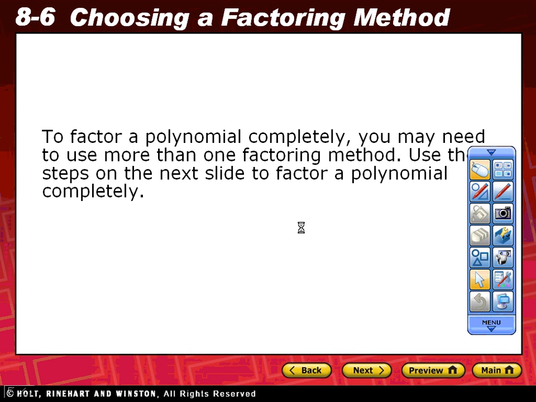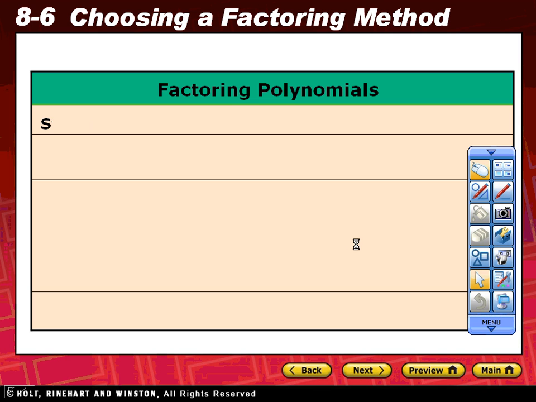Now, to factor a polynomial completely, you may need to use more than one factoring method. The next slide will give us the steps to follow when factoring polynomials. So step number 1: always start with the GCF. The first thing you look for when you go to factor a polynomial is to try to factor out any common factors, ideally the greatest common factor.